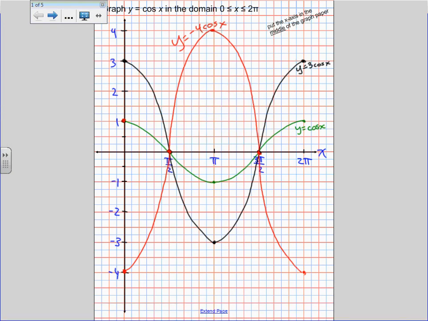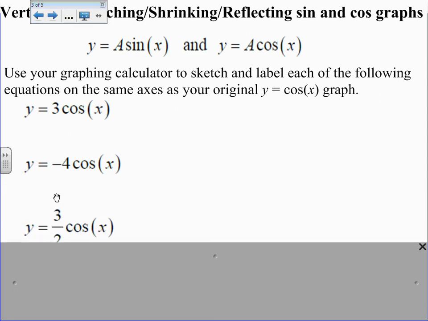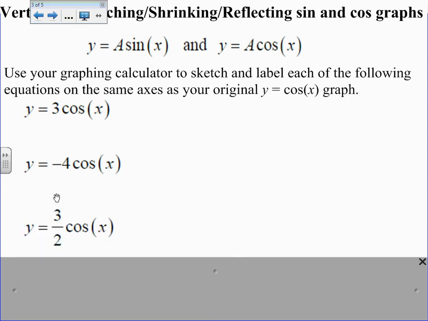Okay, so you can see that in red, now I have the transformed graph y equals negative 4 cosine x. I've labeled it. So it's starting to make a pretty neat pattern here. We're going to make one more graph on the same axis. Hopefully that's not too much for you. And this final graph we're going to look at is 3 halves cosine x.